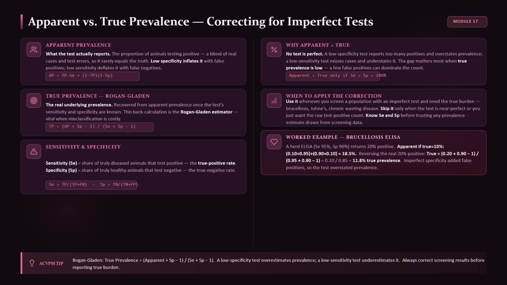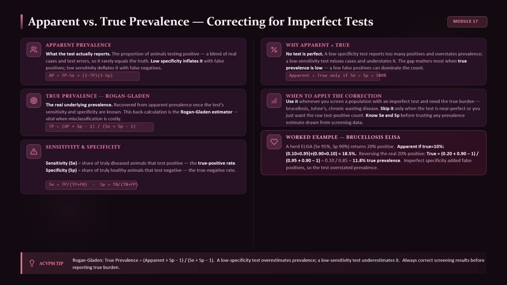We've been measuring prevalence as if our tests were flawless, but they never are. Let's fix that because the number your test hands you usually isn't the truth. Here's a trap that catches even experienced people. When you screen a herd, the prevalence your test reports is the apparent prevalence, and it's almost never the true prevalence. Why? Because no test is perfect. Every test has some false positives and some false negatives baked in. And those errors push your numbers off the mark.